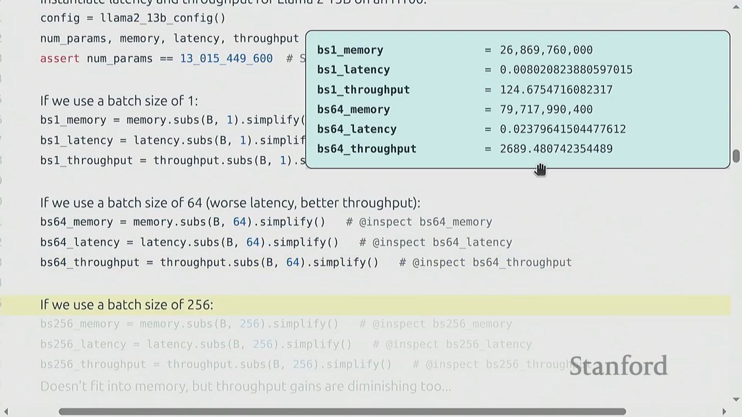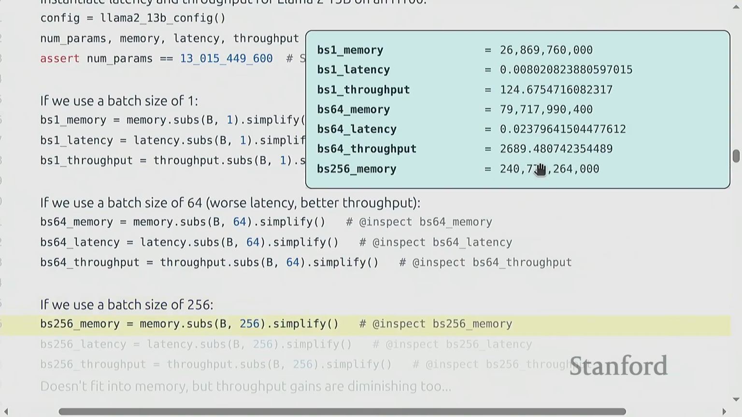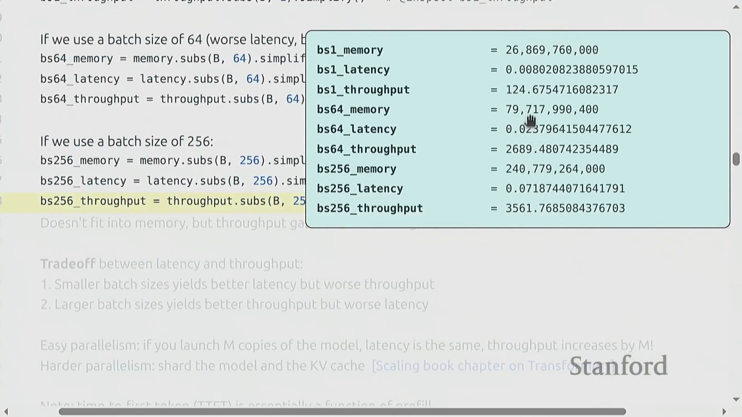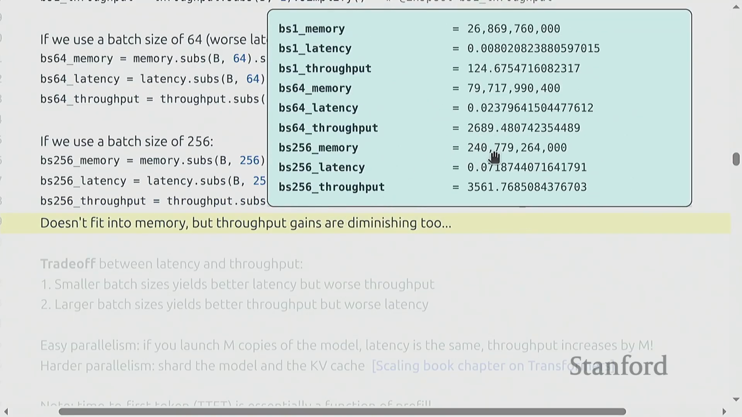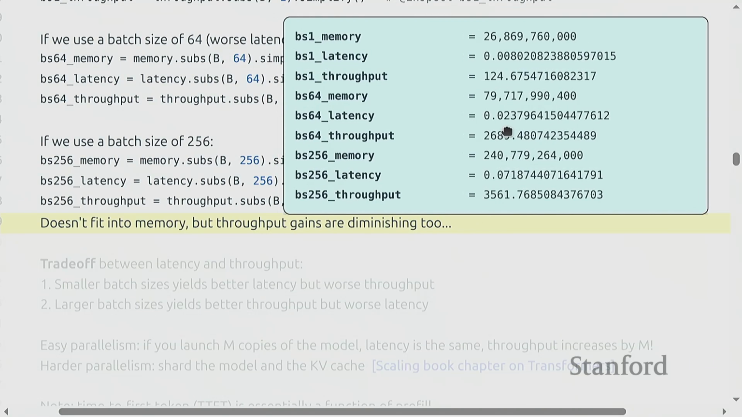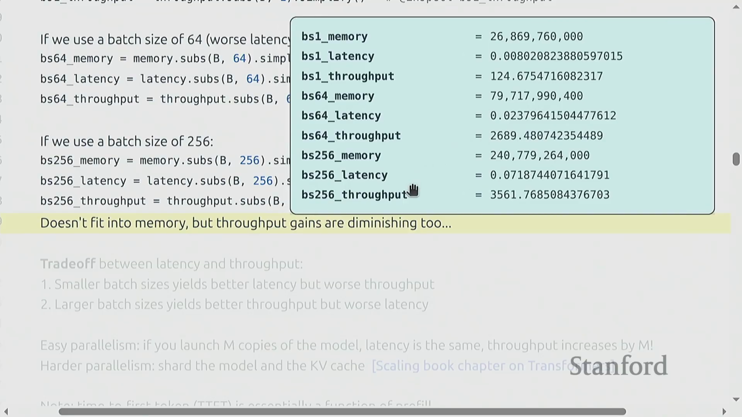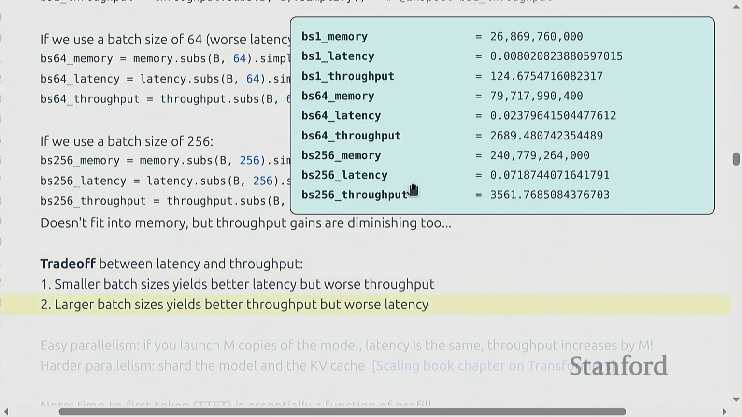What happens if you use a batch size of even larger, so 256? You'll see that the latency goes up, throughput goes up, but the throughput isn't going up that much because you get diminishing returns after a while. But the most, you can't actually do this on A100 because if you look at the memory, it's 240 gigs. So it doesn't even fit. Okay, so batch size you can only increase to a certain point because of memory. So just to recap, there's a trade-off between latency and throughput. Smaller batch sizes yield better latency. Larger batch sizes yield better throughput.